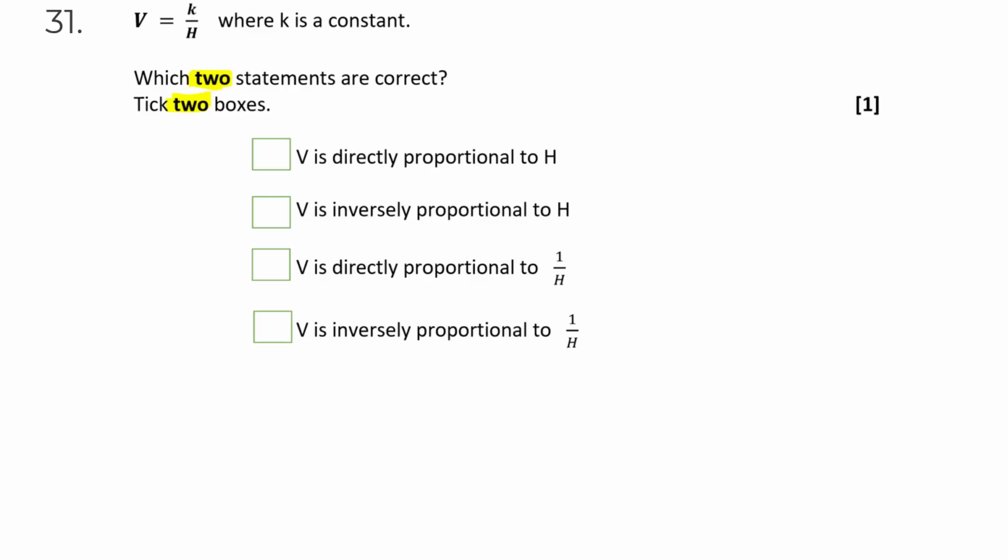Now, if I was to write this down in proportion with a proportionality sign, I would say V is proportional to 1 over H. V, little fishy, 1 over H. So V is inversely proportional to H. So it's that one there. Or I could say that V is directly proportional to 1 over H. That is also true.